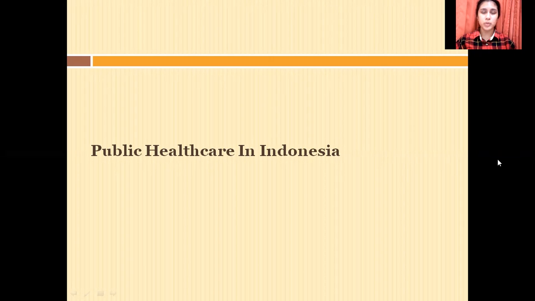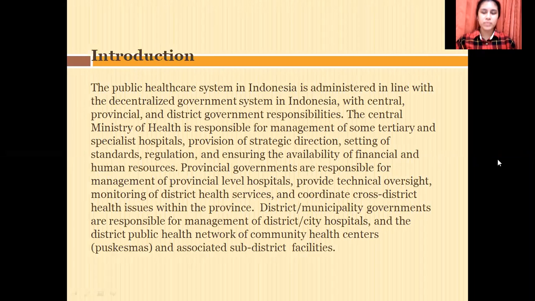Tonight I will be doing my presentation about public healthcare in Indonesia. The public healthcare system in Indonesia is administered in line with the decentralized government system in Indonesia, with central, provincial, and district government responsibilities.